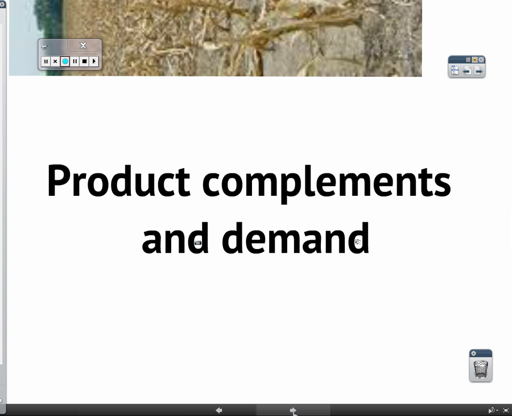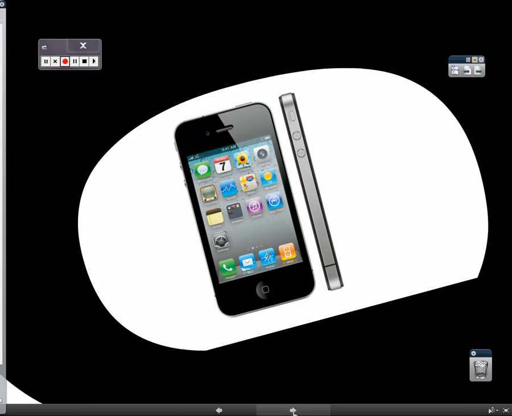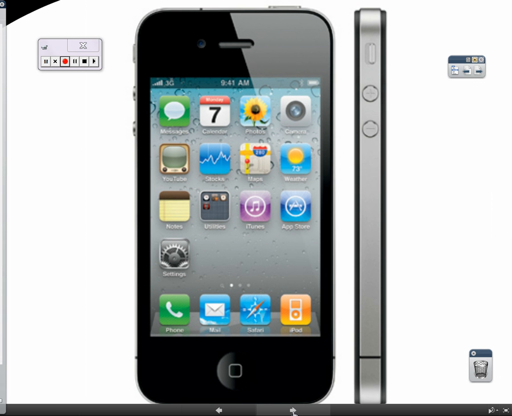Complements in demand. Things that go with products. Oh, you gotta love the iPhone. Not that I have one, but it's very high tech. Everybody loves it. It's state of the art. You want to have it.